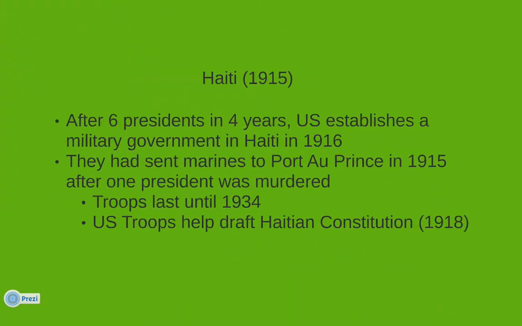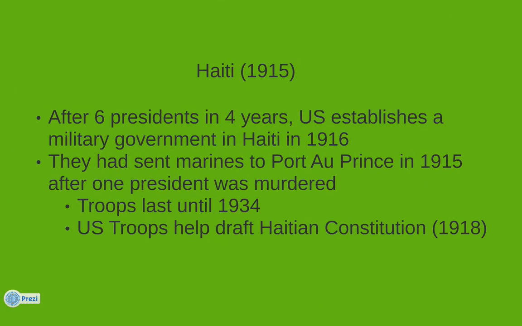Next is Haiti. This is the country of Haiti here, bordering what we were just talking about, which is the Dominican Republic. And Haiti had a very unstable start of the 20th century here, and they had 6 presidents over the course of 4 years. The United States does not like the instability down here, and establishes a military government in 1916.